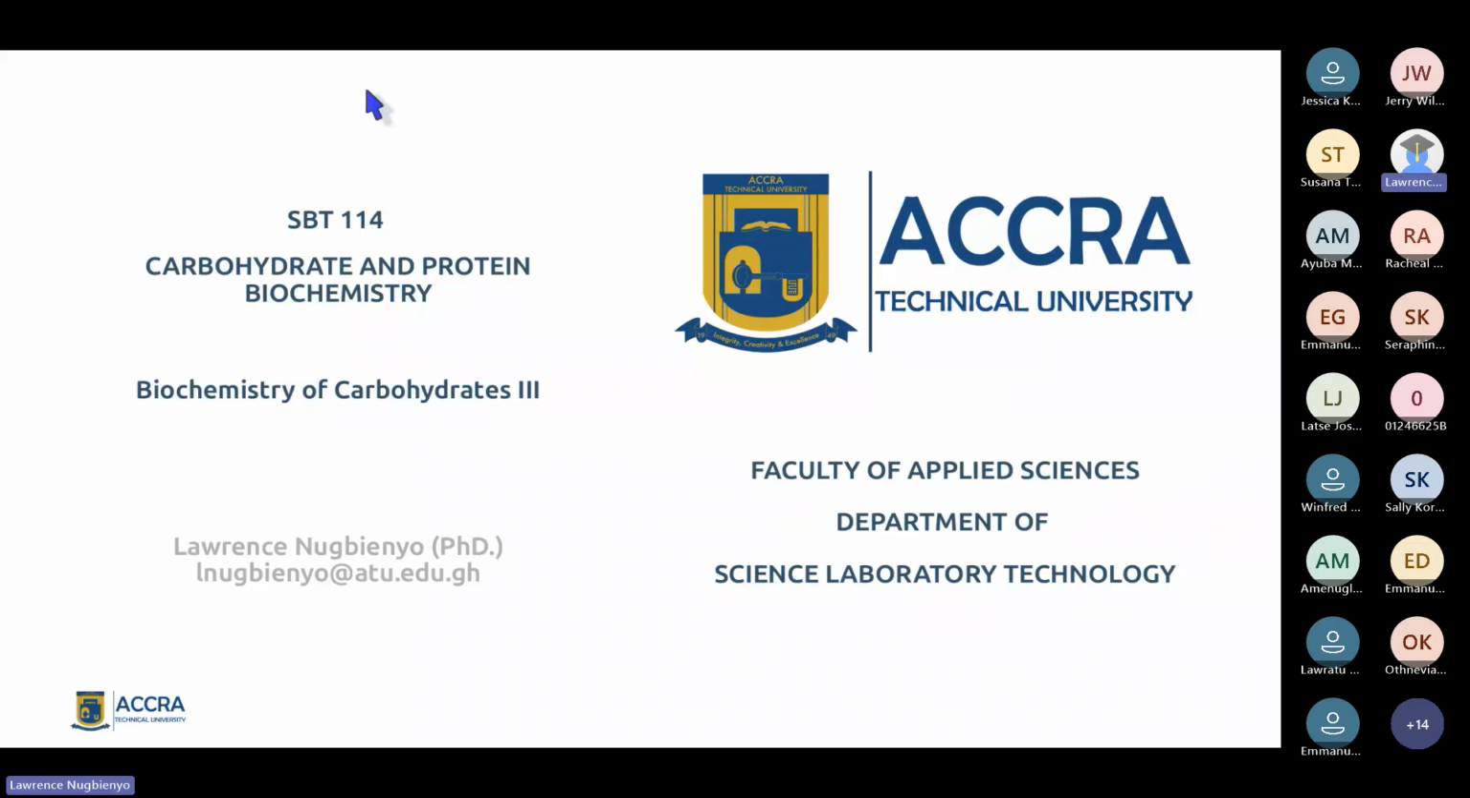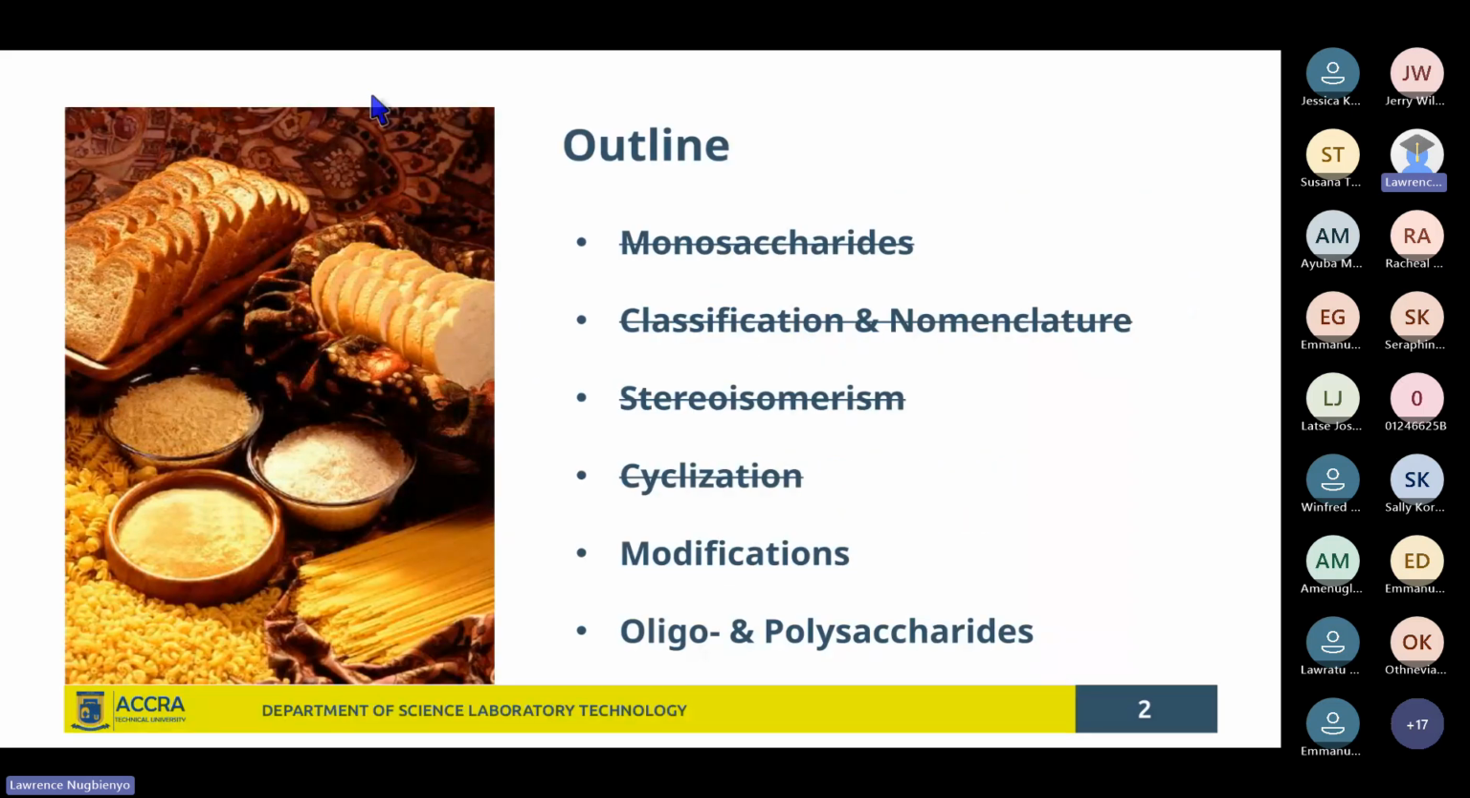Okay, we are continuing with biochemistry in carbohydrates. We started earlier looking at monosaccharides, which are the basic units of carbohydrates. We did some classification of these monosaccharides based on the functional group that is present in their structure.